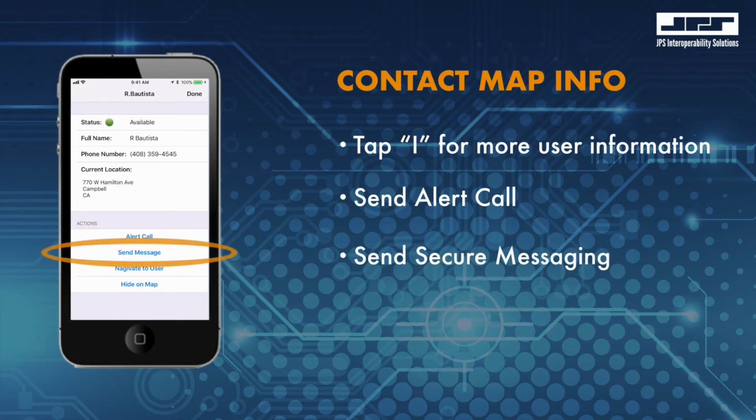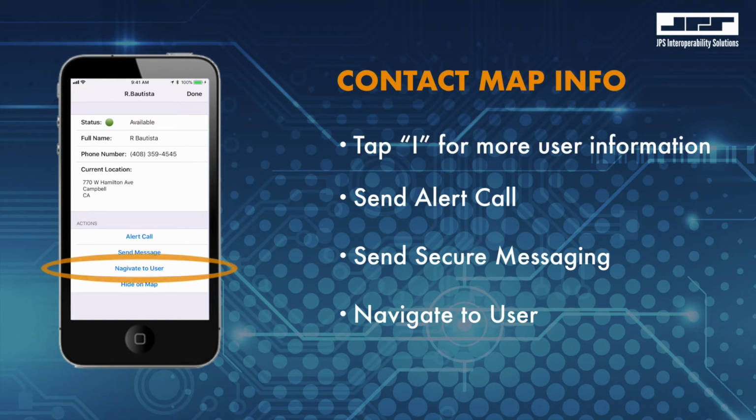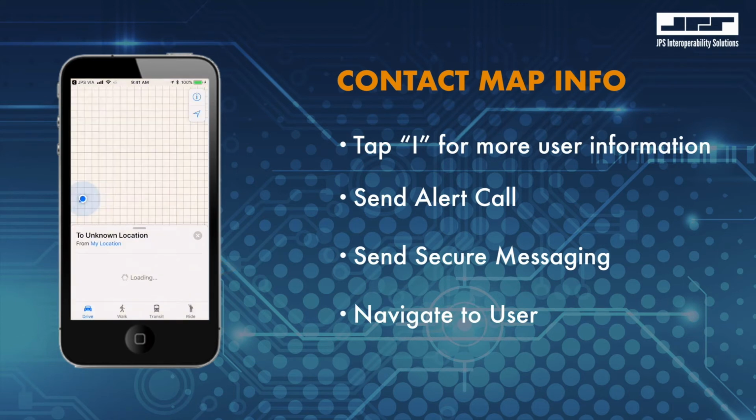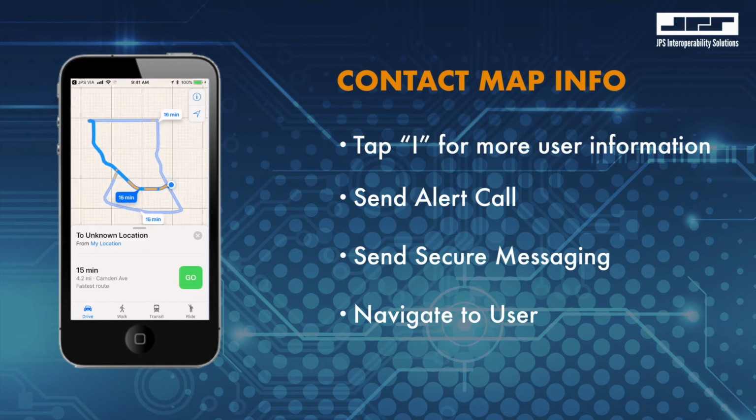Additionally, secure messages can be sent from the map actions panel. Secure messaging functions will be identical to what we learned in episode 4. Another function within the Map Actions panel is the ability to be navigated to a user's location by leveraging the native GPS mapping functions of the iPhone or iPad. By tapping on Navigate to User, Apple Maps will automatically provide navigational information with respect to the remote user's location.